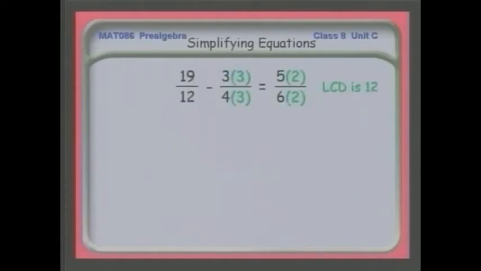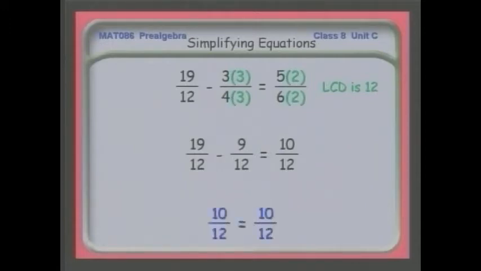If I multiply numerator and denominator of 3/4 by 3, I'll get a 12 there. If I multiply the numerator and denominator of the fraction on the right by 2, I'll get a 12 there and have a common denominator all the way across. In fact, a least common denominator. 19/12 minus 9/12. 19 minus 9 is 10/12, equal to 10/12.